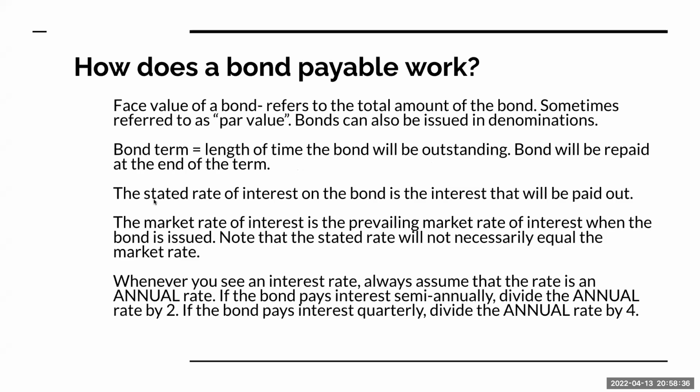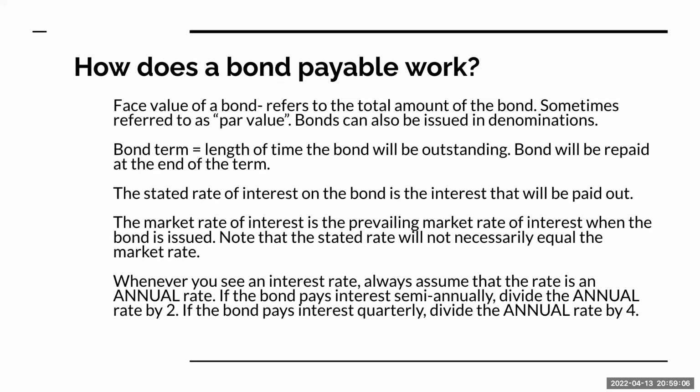Now, here are some different terminologies. Face value of a bond refers to the total dollar amount of the bonds that are being issued. This is a very, very important amount. It's not necessarily going to be the amount of cash that we actually receive, right? It's just the face value of the bond, sometimes referred to as par value, and the bonds are issued in denominations. You could have $50 or $1,000 bonds.